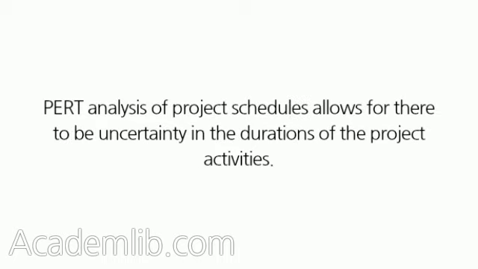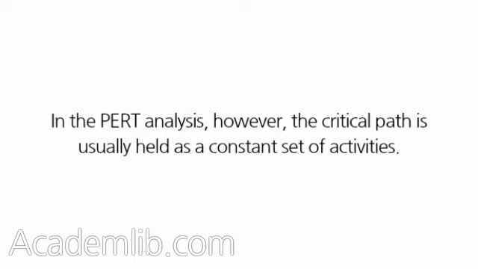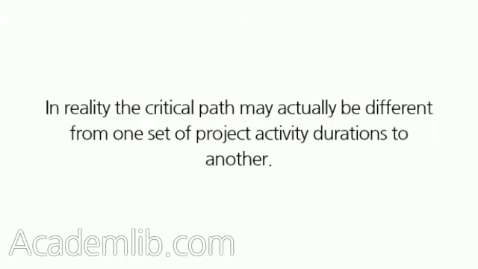PERT analysis of project schedules allows for there to be uncertainty in the durations of the project activities. In the PERT analysis, however, the critical path is usually held as a constant set of activities. In reality, the critical path may actually be different from one set of project activity durations to another.